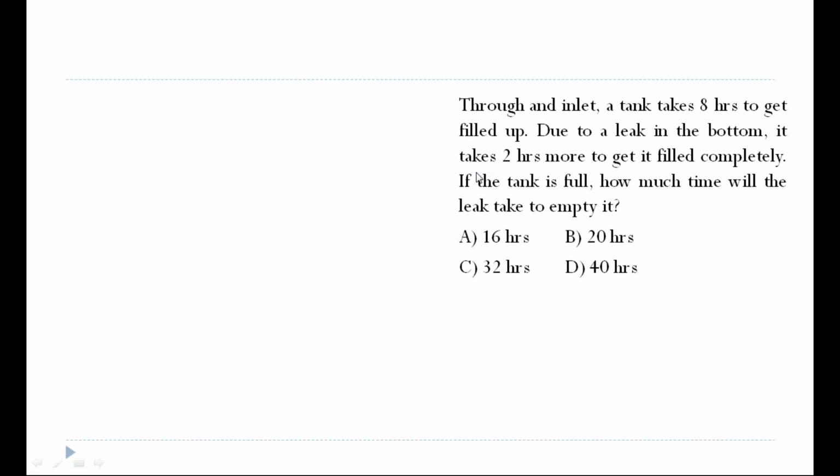Here we have one more small update. Through an inlet pipe, it takes 8 hours to fill the tank. If you have an inlet pipe, suppose A, it takes 8 hours to fill the tank. But due to leakage, it takes 2 hours more, meaning 10 hours to fill the tank. Guys, try to understand the question.